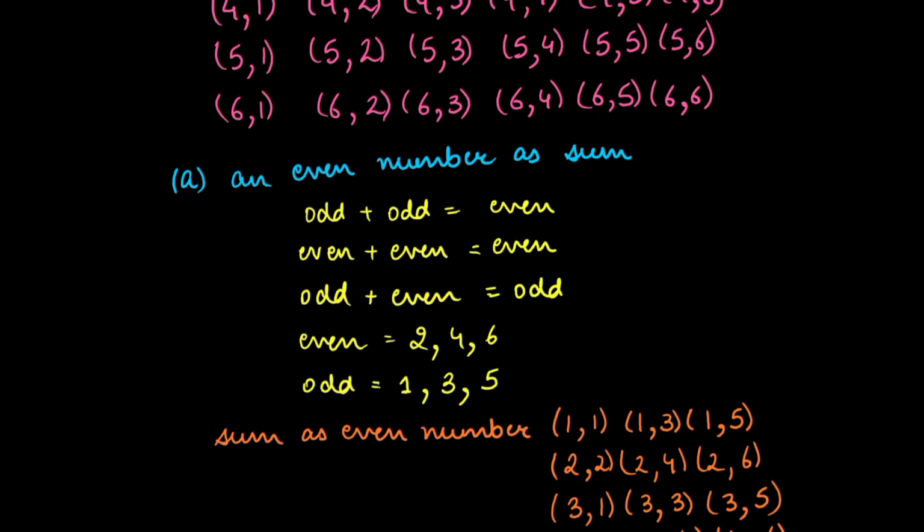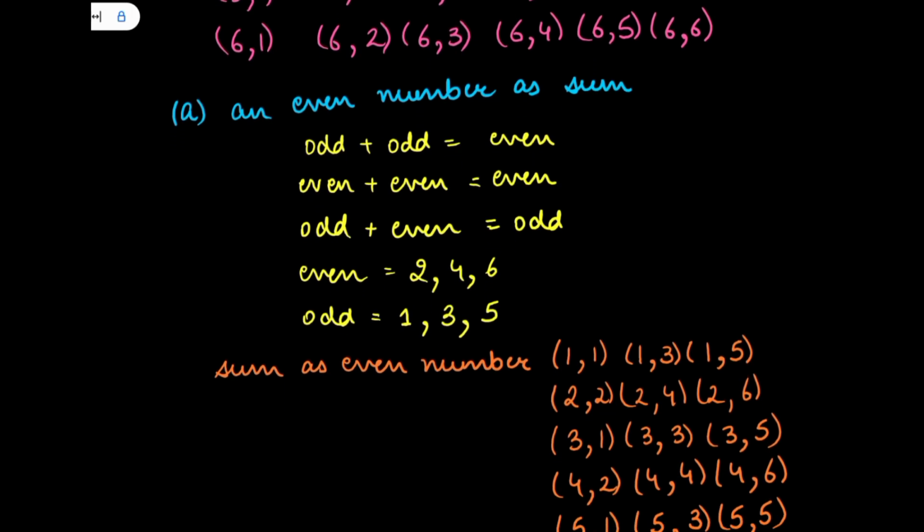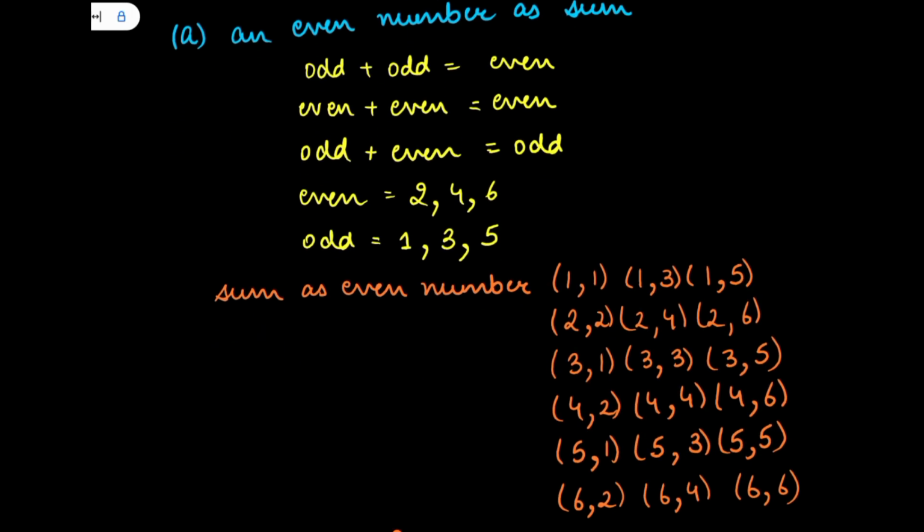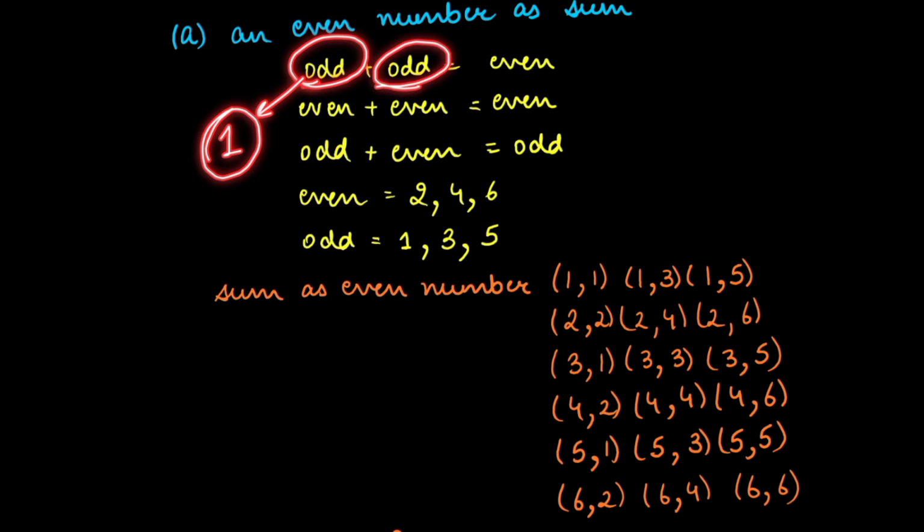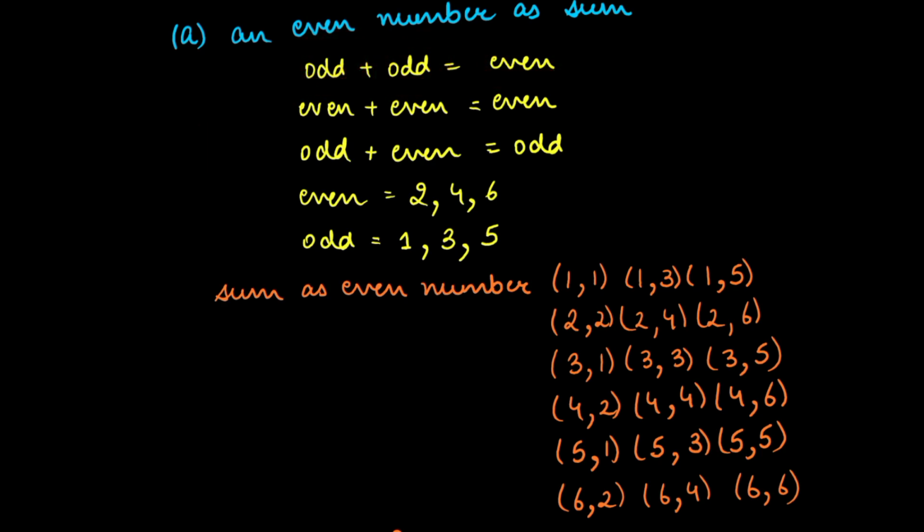So let's see. First, let us fix 1 on the first dice. So on what can be there on second dice? If you want an even number as a sum, then on the second dice it needs to be odd value only as for the first dice. If first dice is odd, 1, then the second dice needs to be odd so that the sum is even. So if we have 1 on the first dice, on the second dice what can be there? 1, 3 and 5.